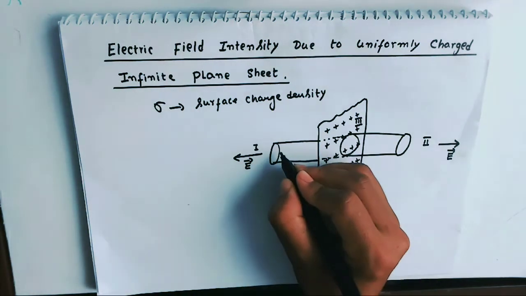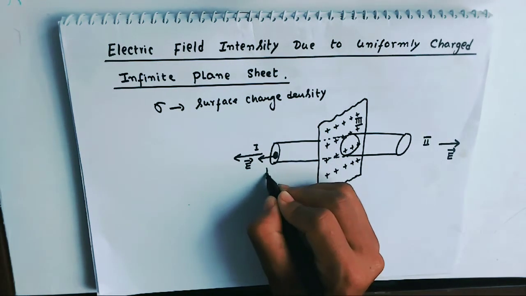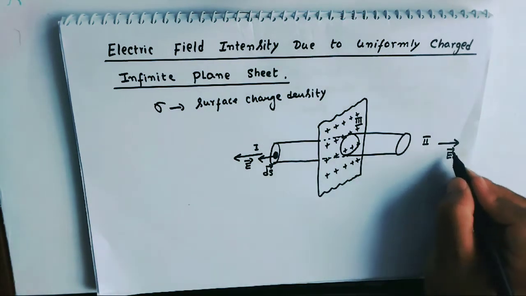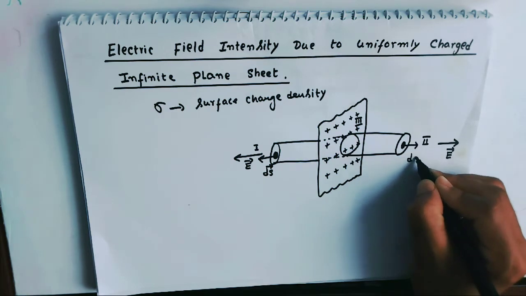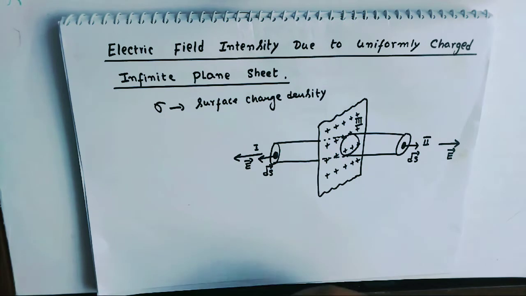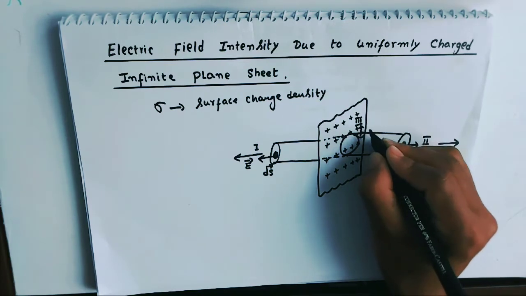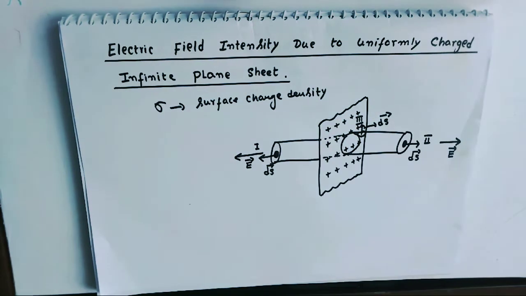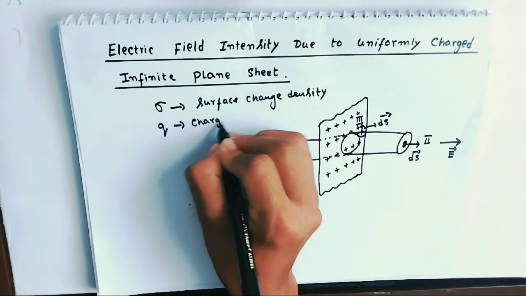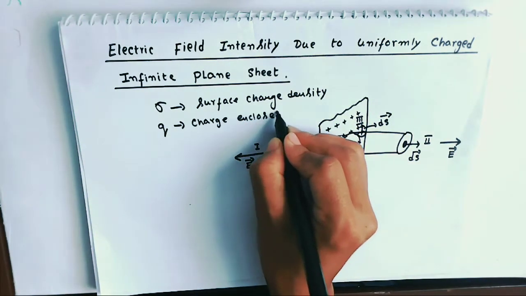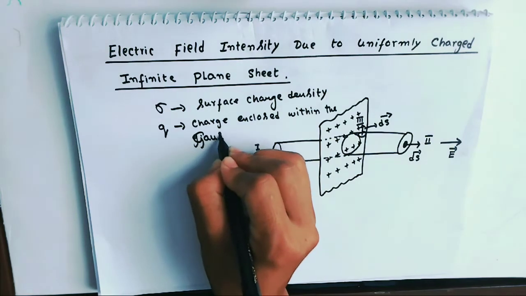Here in region 1, the direction of the small surface area is in this direction, ds. Here in region 2, the direction of a small surface area is in this direction. And here in region 3, it is the curved surface area, and the direction of the area is in this direction. So now let Q be the charge enclosed within the Gaussian surface.